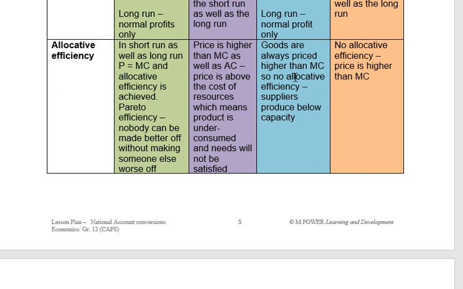Same for monopolistic competition. In monopolistic competition also, the goods are priced higher than the marginal cost. Because the price is higher than the marginal cost, again, there will be underproduction. Not enough goods are being produced to satisfy everybody's needs. We are producing below capacity. Exactly the same also for the oligopoly. There is no allocative efficiency because the price is higher than the marginal cost. Same thing. We are not producing enough to satisfy everybody's needs.